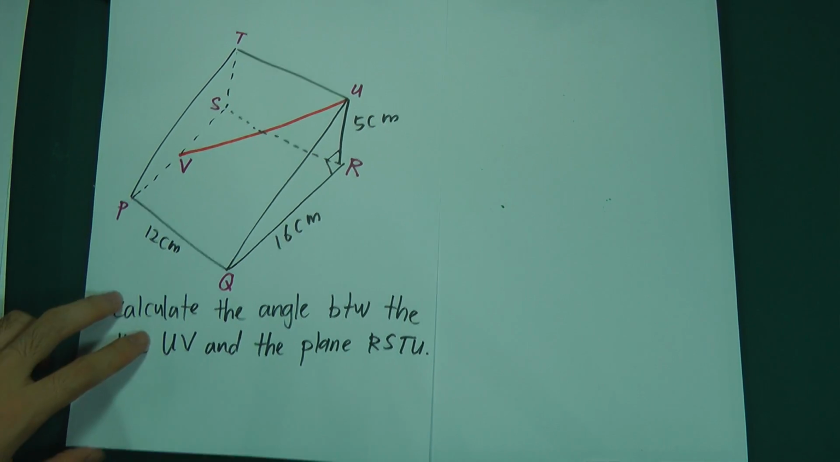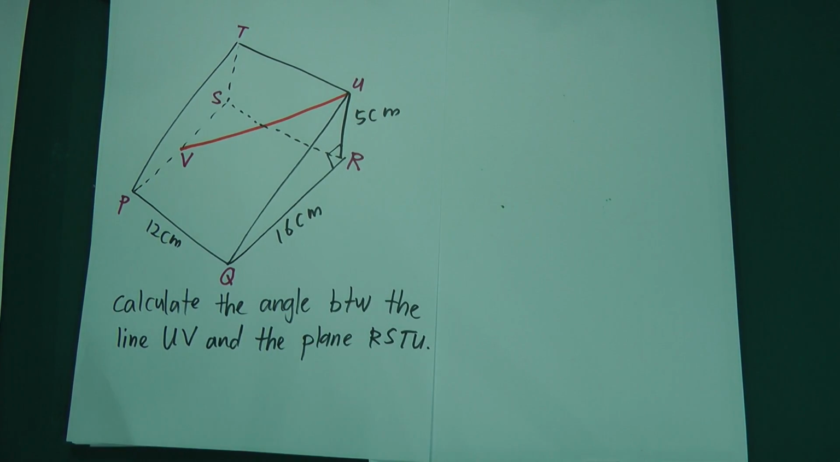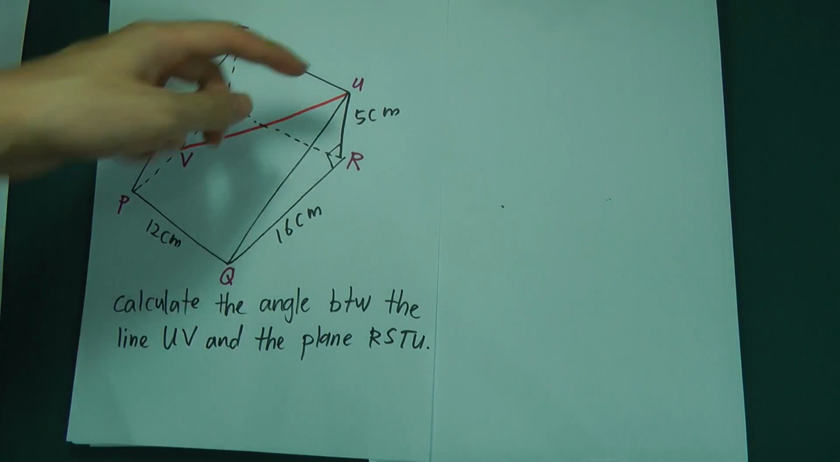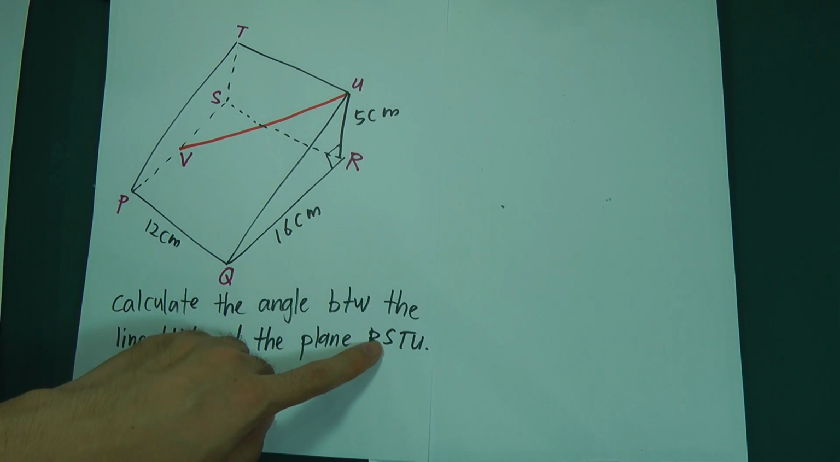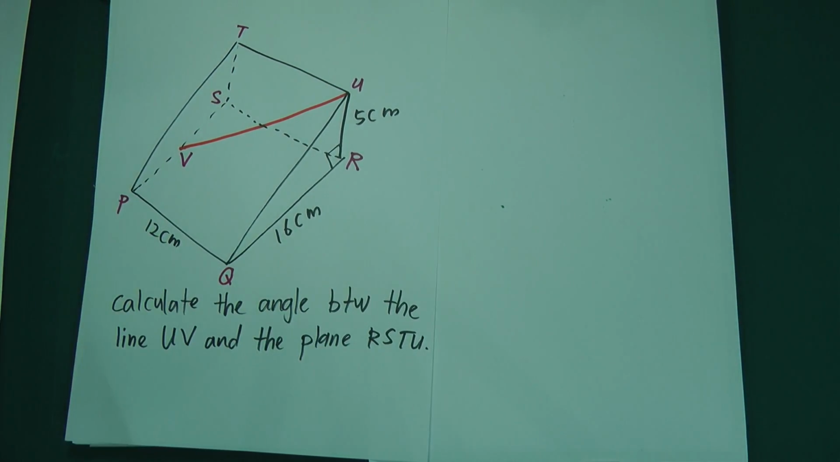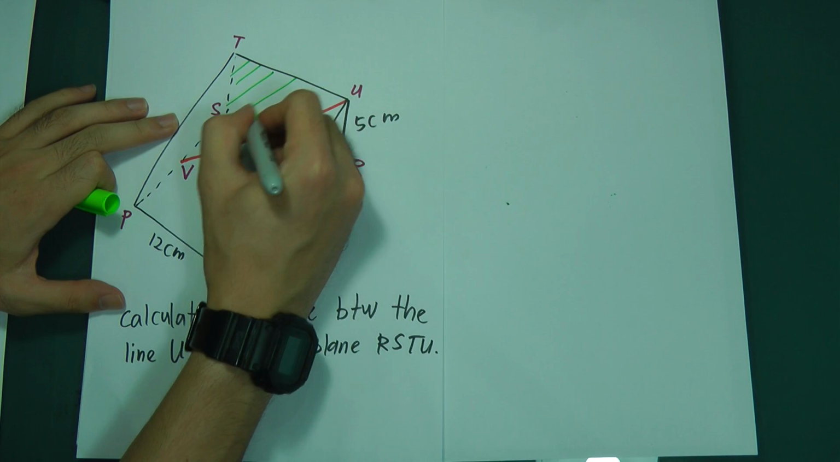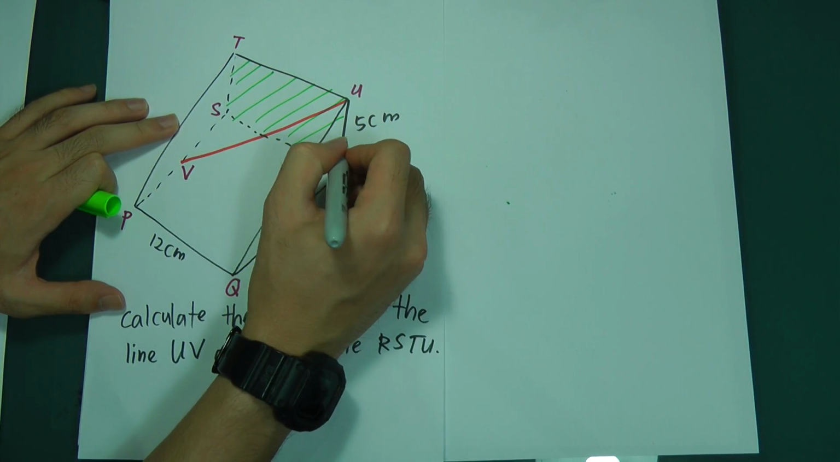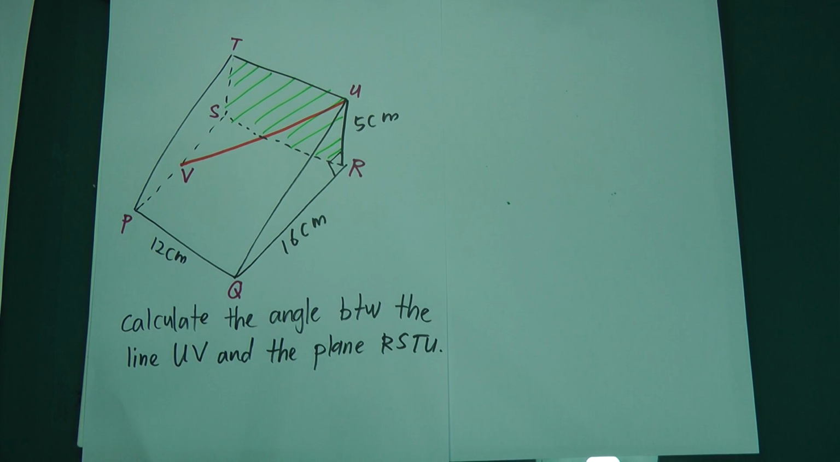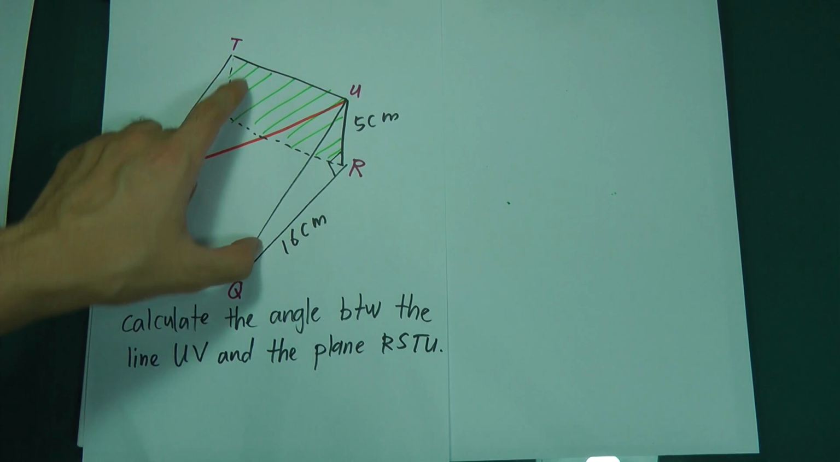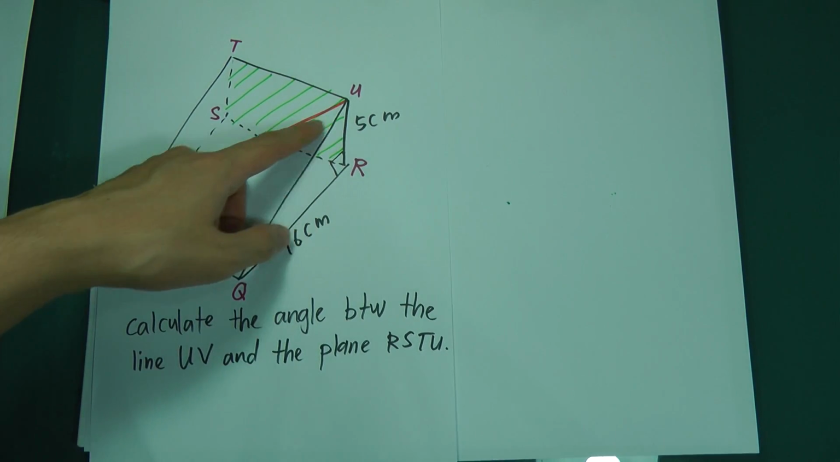It doesn't matter. Now, in order to find the angle in between, first you have to see the question: line UV, this is UV, and the plane RSTU. Where is RSTU? RSTU is over here, so I use the green line to draw RSTU. RSTU is a plane behind.